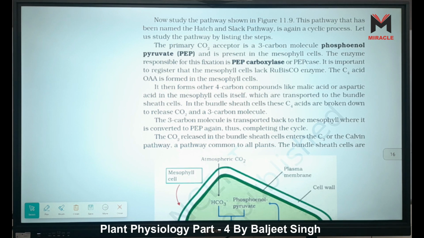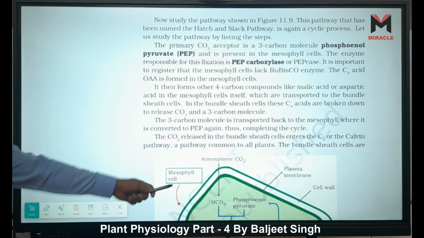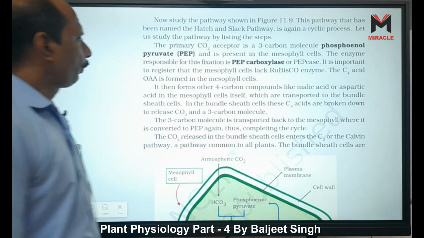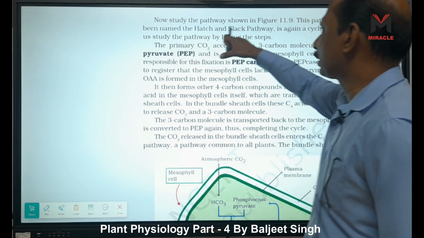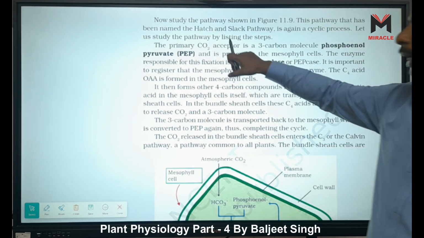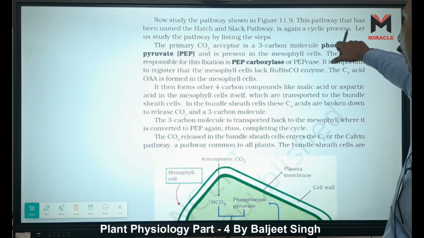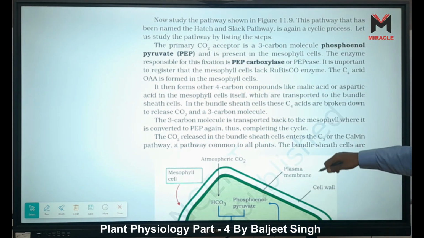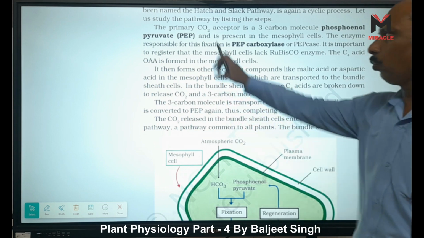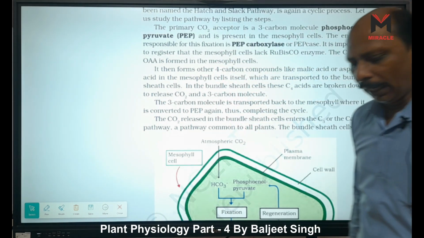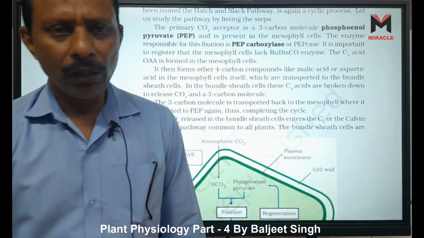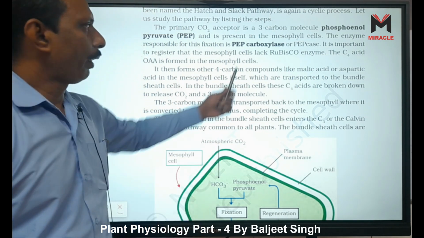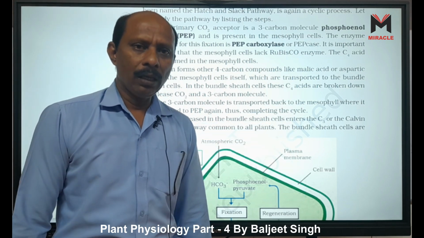Now study the pathway shown in the figure. This is the figure, right? So here we are going to read this. This pathway has been named the Hatch-Slack pathway because it was discovered by the scientists Hatch and Slack, and is again a cyclic process. Let us study the pathway by listing the steps, right? So look here at what is given. The primary CO2 acceptor is a 3-carbon molecule, and this 3-carbon molecule is phosphoenol pyruvate. That is what is given, phosphoenol pyruvate, right?